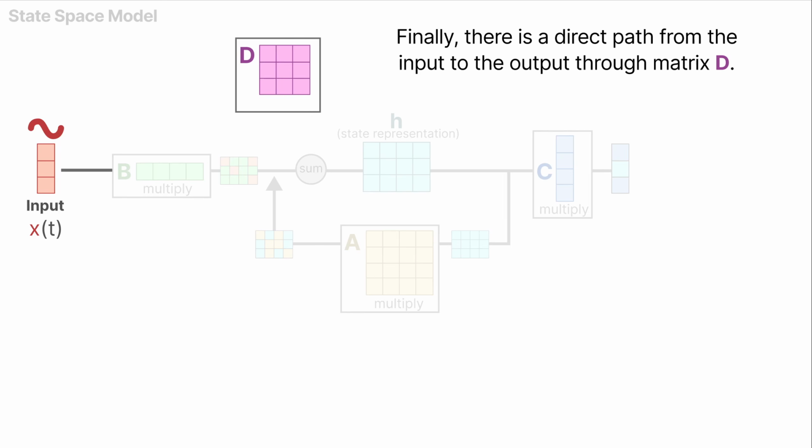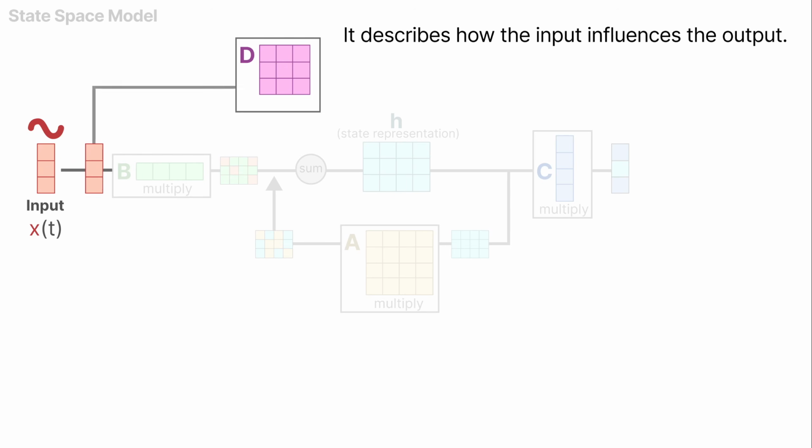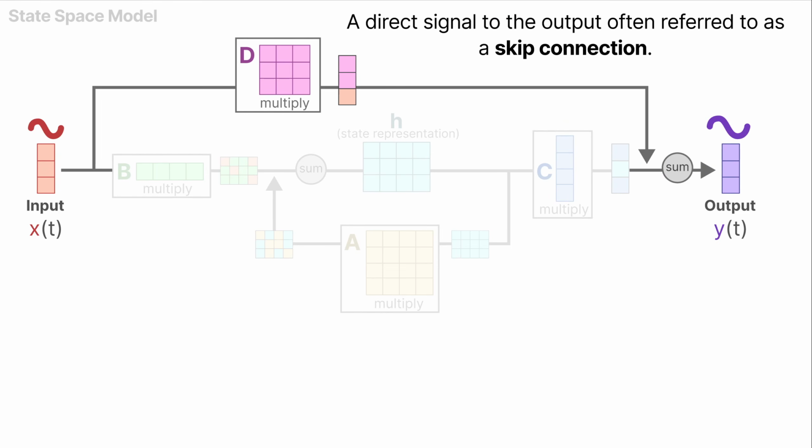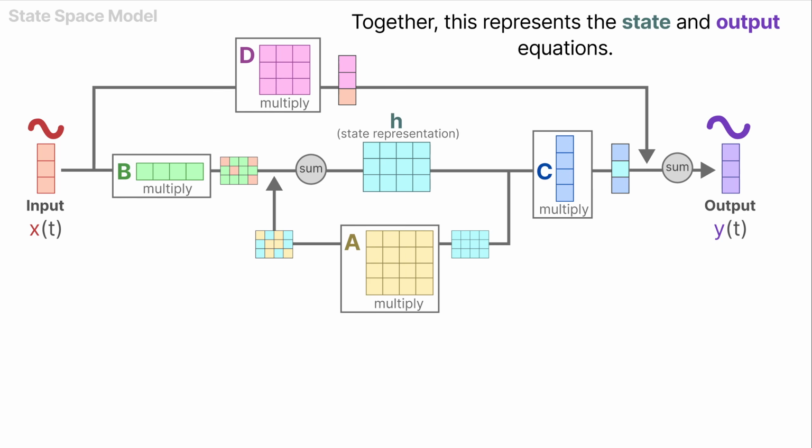Finally, there's a direct path from the input to the output through matrix D. It describes how the input influences the output. The outputs of C and D are summed to create the output. A direct signal to the output is often referred to as a skip connection. Together, this represents the state and output equations.